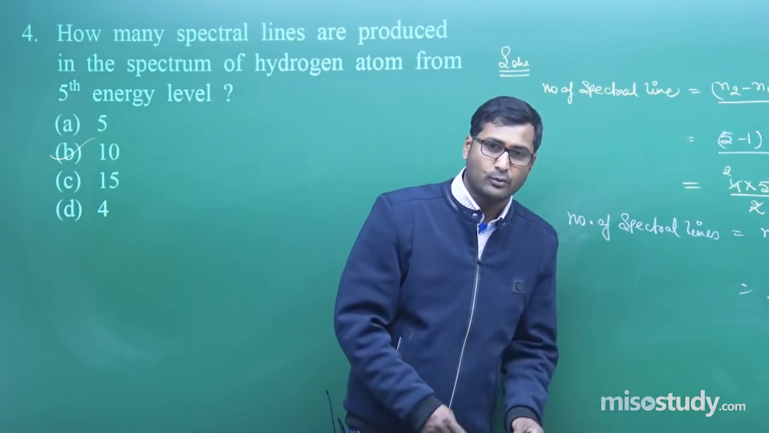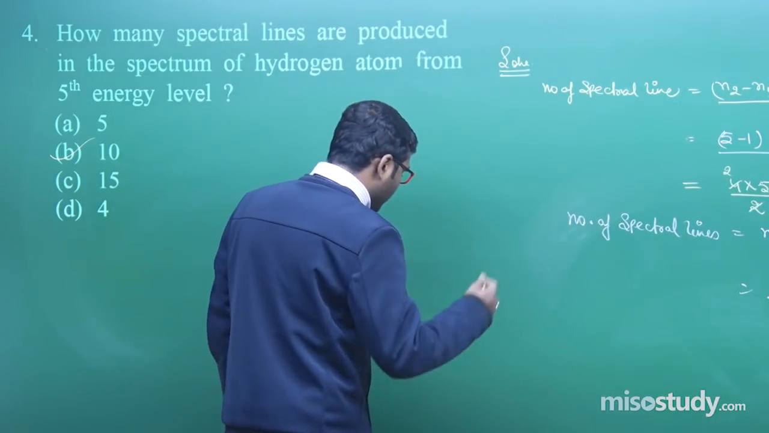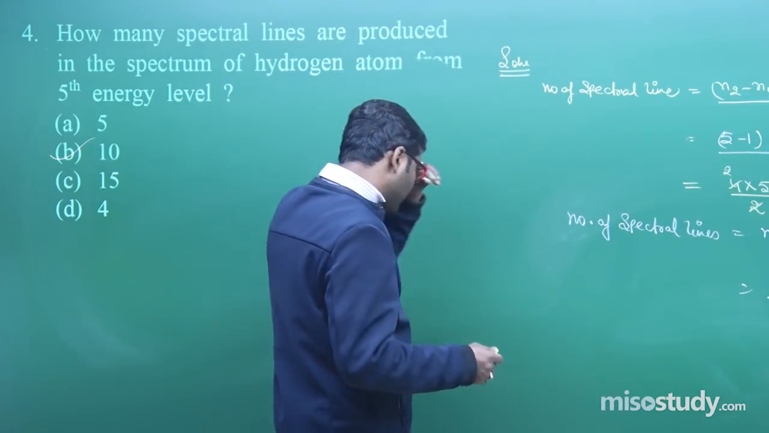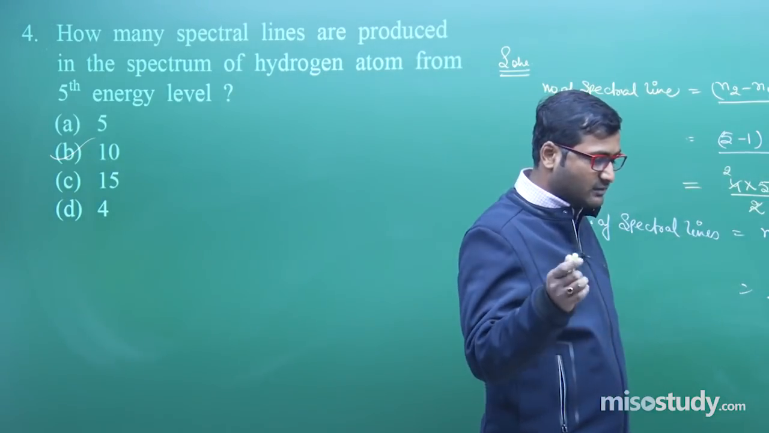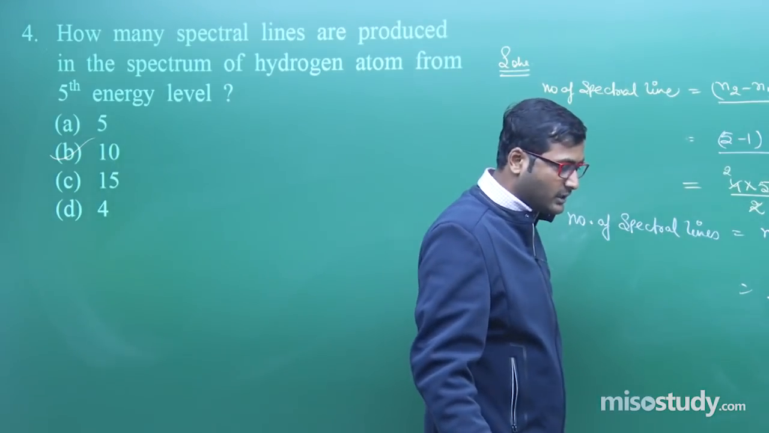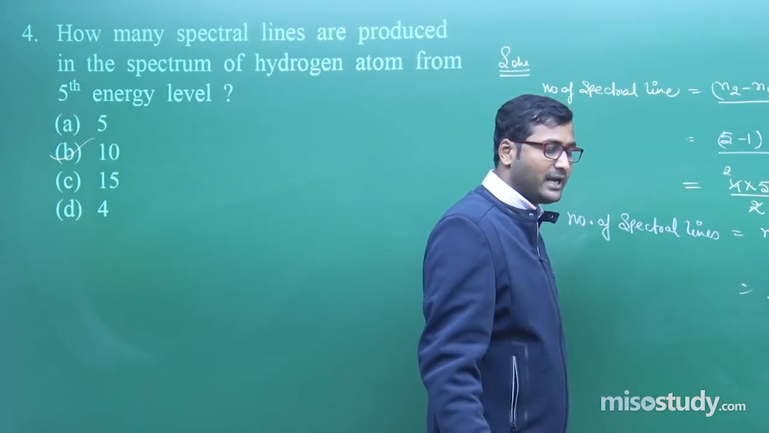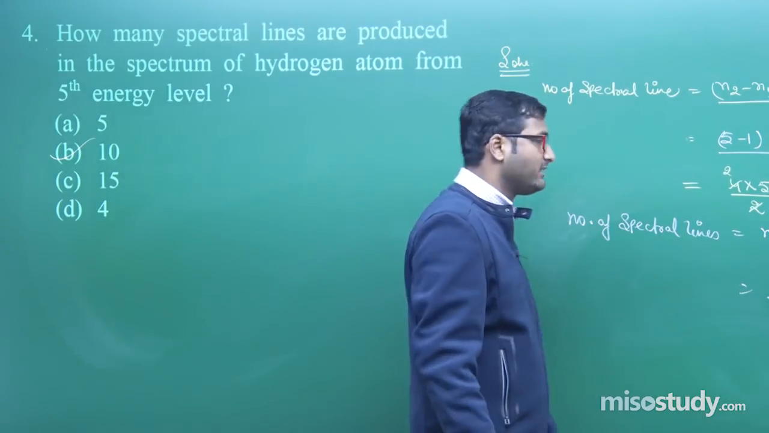This is a question from atomic structure. To find the wavelength of each transition, there are series: Lyman series, Balmer series, Paschen series, Brackett series, Pfund series, and Humphreys series. Lyman series belongs to the ultraviolet region. Balmer series belongs to the visible region. Paschen, Pfund, Brackett, and Humphreys series belong to the IR region, the infrared region.